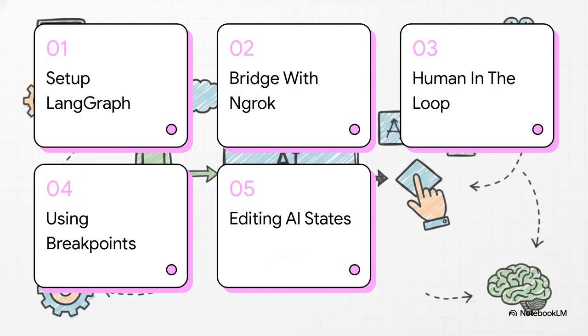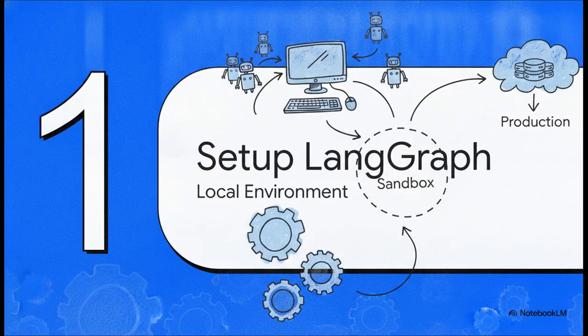Okay, let's dive into our roadmap for today. We're going from foundation to mastery. First, we'll set up LangGraph. Then we'll bridge it with ngrok. After that, we'll explore the human-in-the-loop concept, figure out how to use breakpoints, and finally, we'll get into editing AI states. Section 1. Setting up LangGraph.